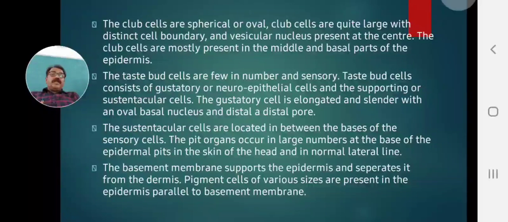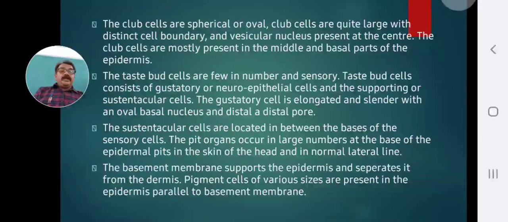Sustentacular cells are located in between the bases of the sensory cells. Pit organs occur in large numbers at the base of the epidermal pits. What is the character? The sustentacular cells are located in between the bases of the sensory cells, and pit organs occur in large numbers at the base of the epidermal pits, in the skin of the head, and in the lateral line.